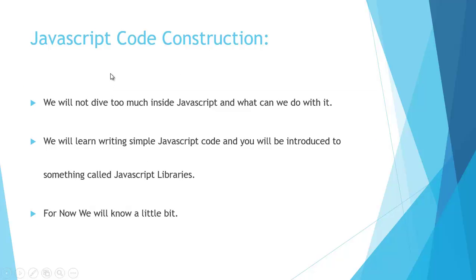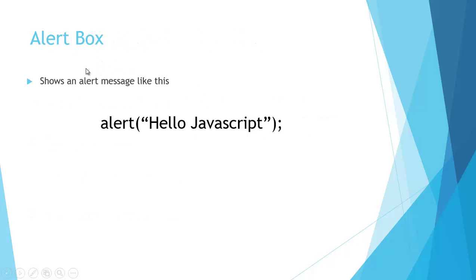JavaScript code construction. We will not dive too much inside JavaScript and what we can do with it. We learn writing simple JavaScript code and we will be introduced to something called JavaScript libraries in the next lecture. For now, we will know a little bit. Alert box: making an alert box using JavaScript shows an alert box something like this.